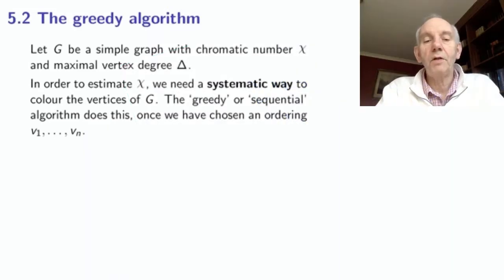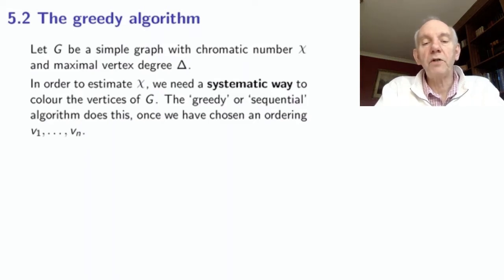In this talk, I want to explain a systematic way to colour the vertices of a graph, it can be quite a complicated graph, in order to get an estimate on the chromatic number of the graph. That is the least number of colours one needs to colour the vertices so that no two adjacent vertices have the same colour.